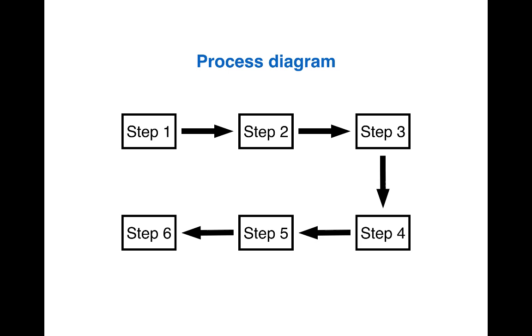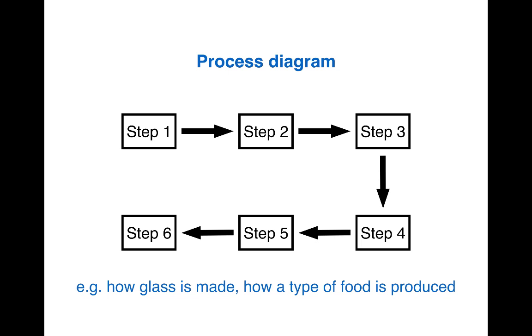The most common type of process in IELTS Writing Task 1 is a man-made process, a factory process, producing something. For example, producing glass, how glass is made, or producing a food, how a type of food is produced. And the steps would show how those processes happen.